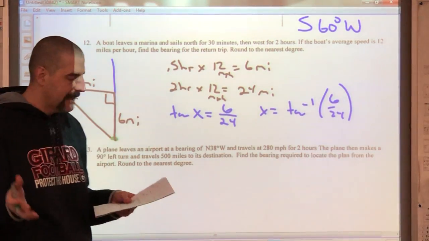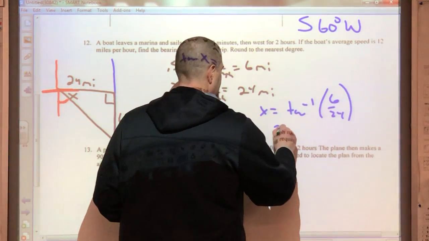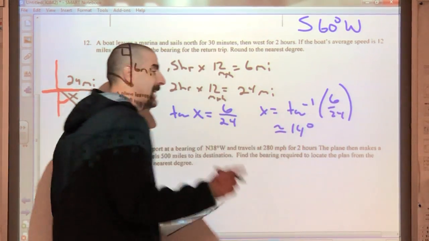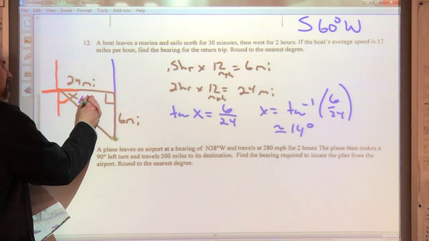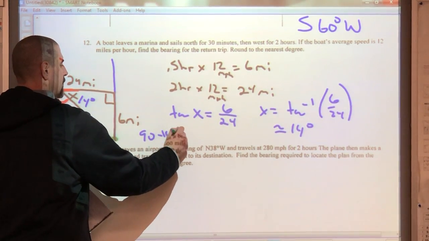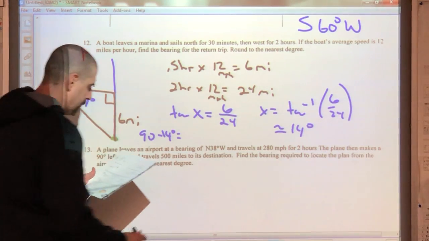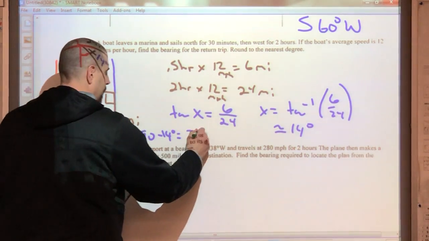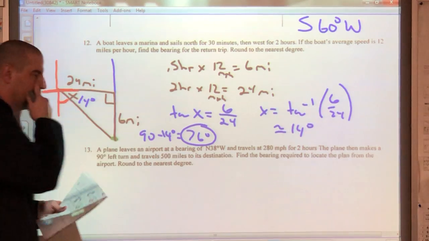You're going to go ahead and type that in the calculator, and you'll get approximately 14 degrees. But that's not my answer. You're going to want to take 90 minus 14 degrees, and that will give you the actual answer of 76 degrees.